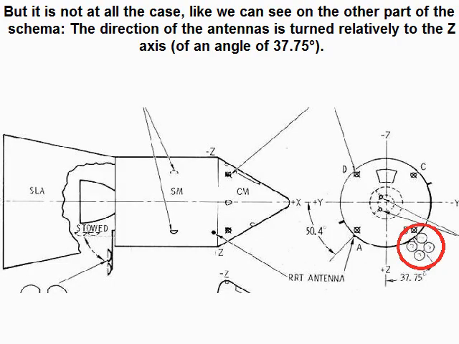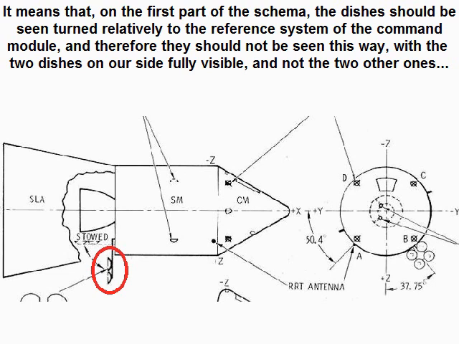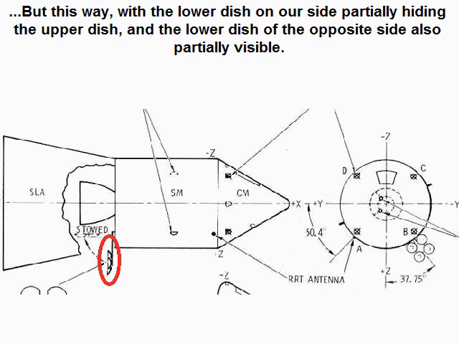But it is not at all the case like we can see on the other part of the schema. The direction of the antennas is turned relatively to the z-axis of an angle of 37.75 degrees. It means that on the first part of the schema, the dishes should be seen turned relatively to the reference system of the command module, and therefore they should not be seen this way, with the two dishes on our side fully visible, and not the two other ones. But this way, with the lower dish on our side partially hiding the upper dish, and the lower dish of the opposite side also partially visible.